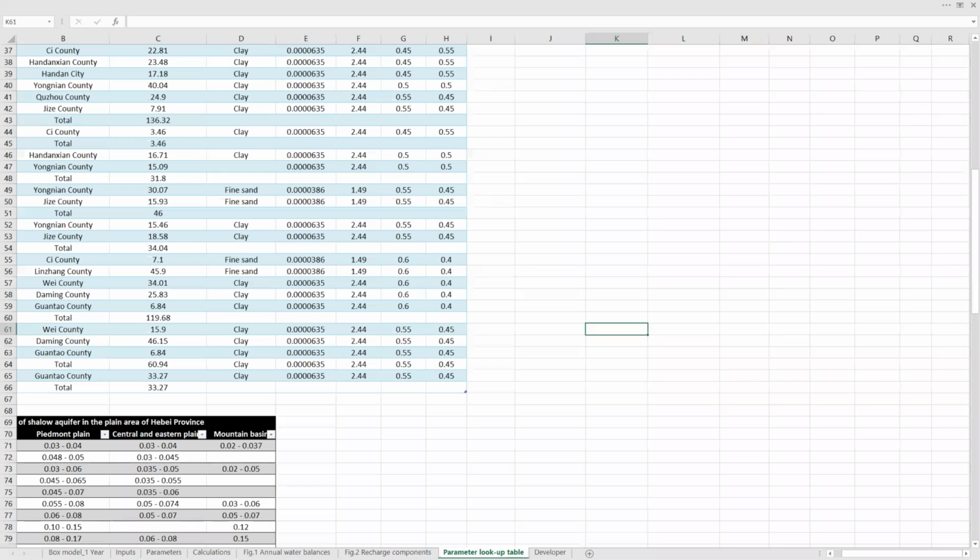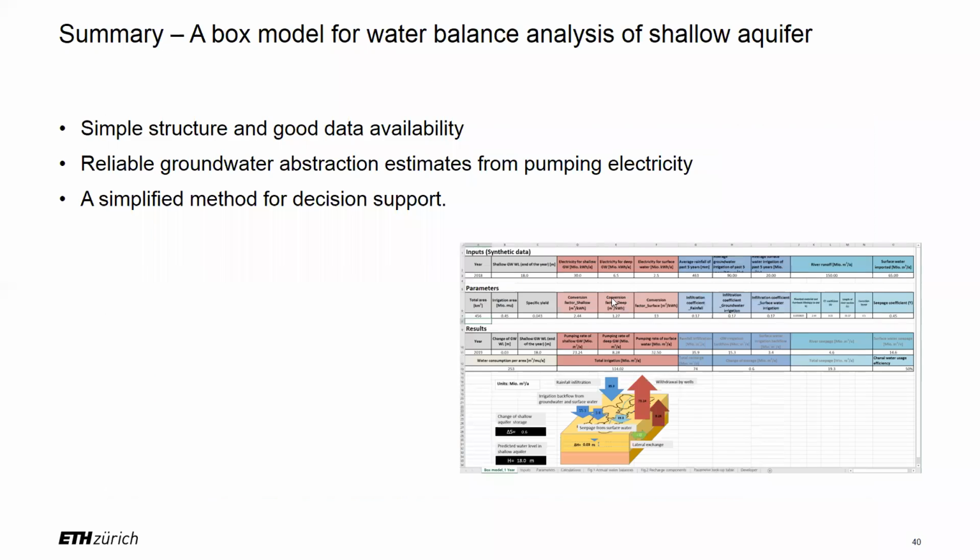So coming back to our slides, the box model was developed for water balance analysis of a shallow aquifer. It has a very simple structure and good availability. Except for the pumping electricity data, you can get all the data from the local Water Resources Bulletin. And if you don't have the pumping electricity data, rural electricity data can also be used to give you a general idea.